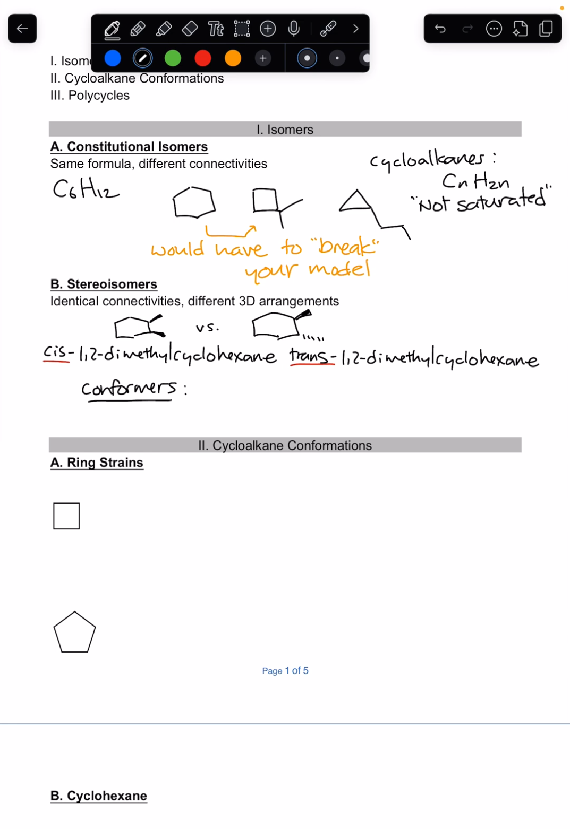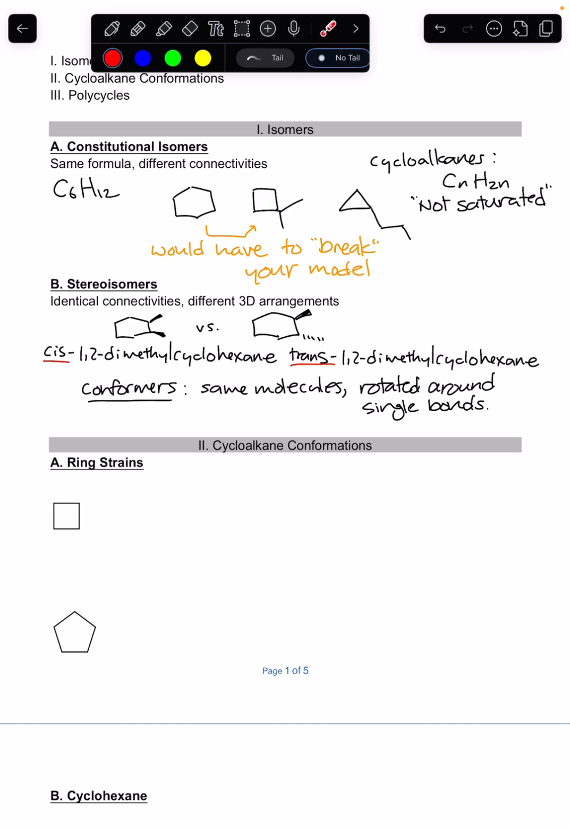But remember the difference is these are actually really the same molecules, but rotated around single bonds. So it seems like the only difference between conformers might be the 3D arrangement. So you might get confused between conformers and stereoisomers.